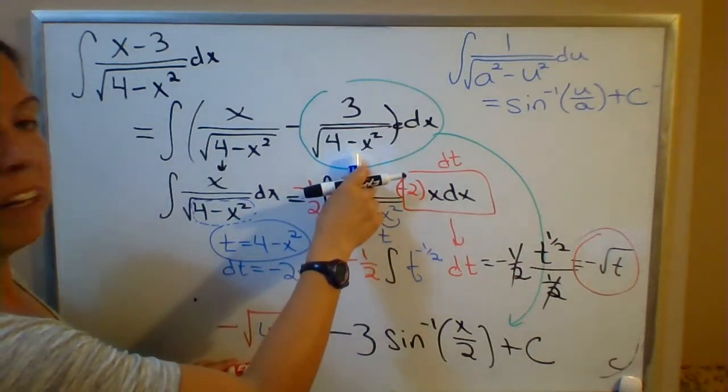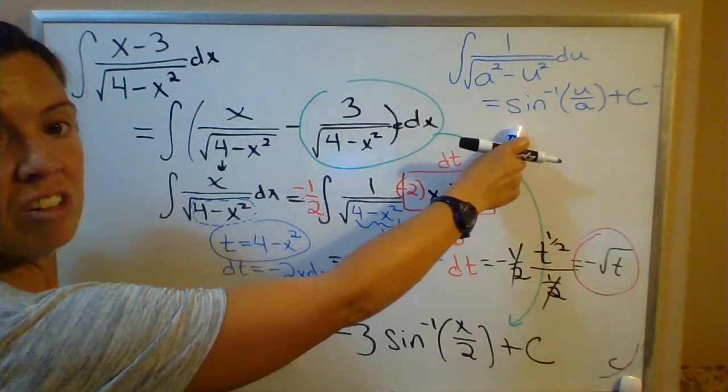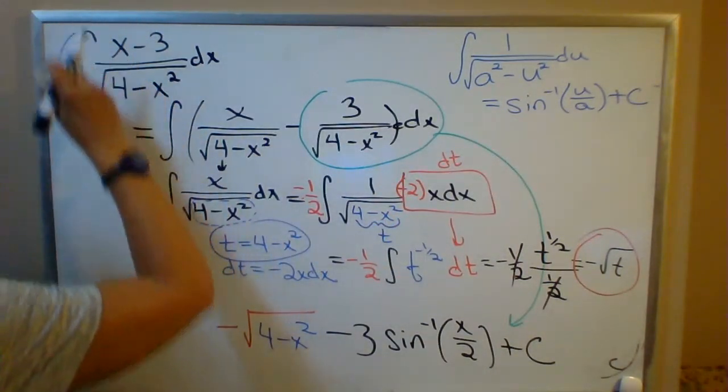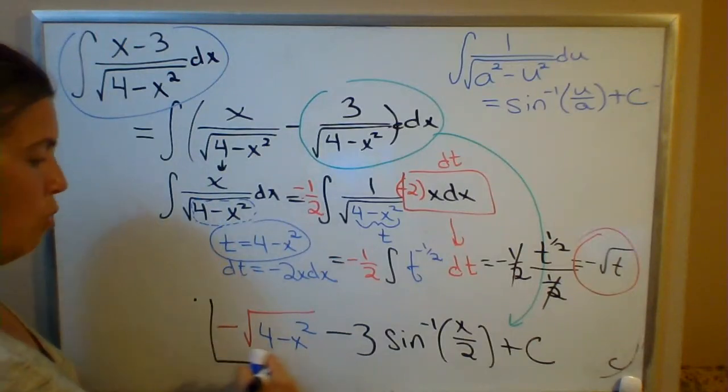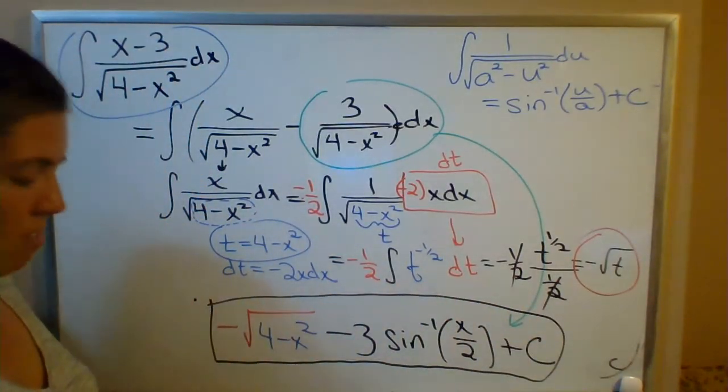And then this part here, integral of that, it's just a matter of move the 3 out front, apply this integration formula. And we got this answer here. And so overall, this entire integral here is equal to this at the bottom here. And that's your final answer.